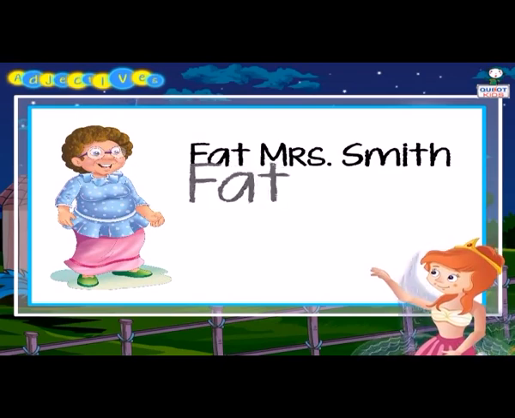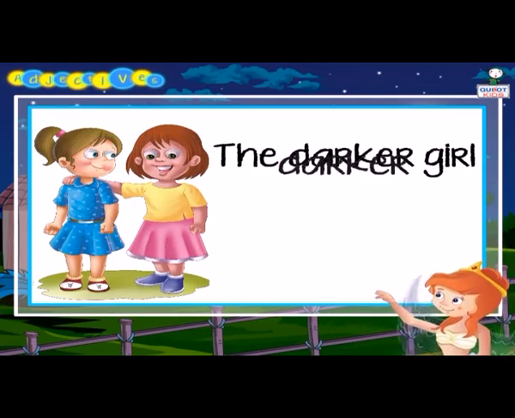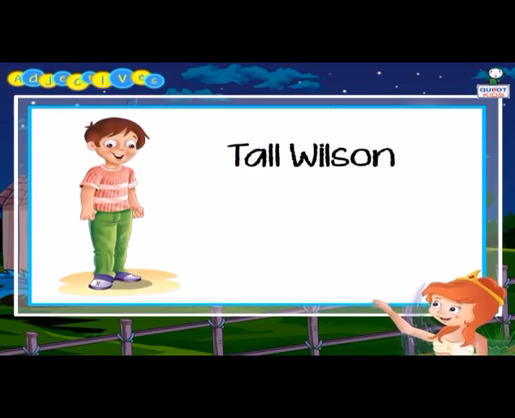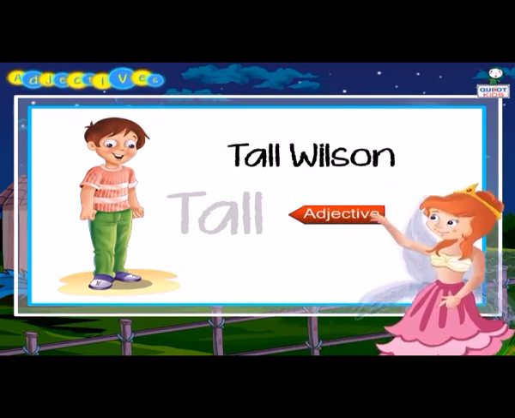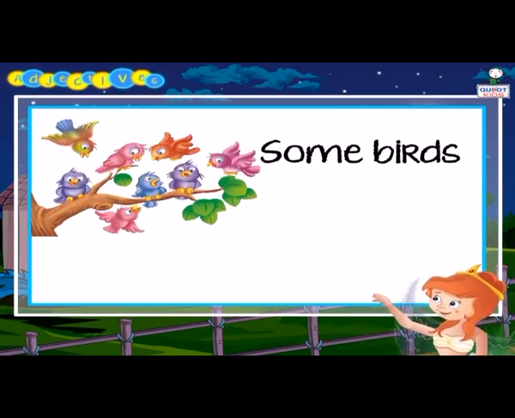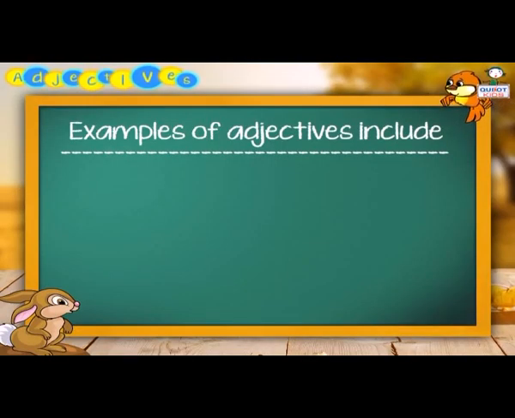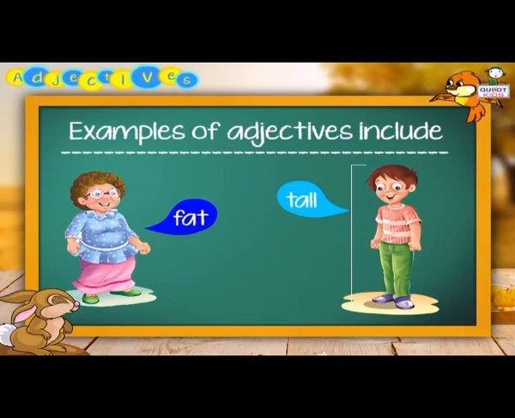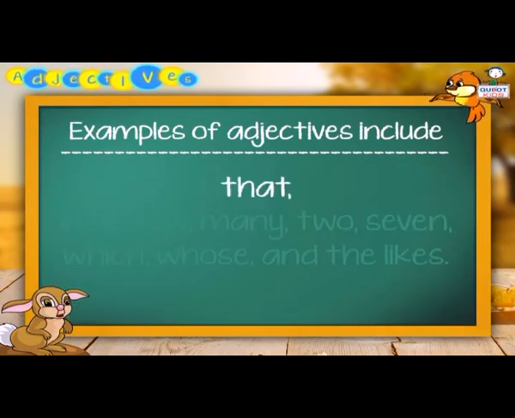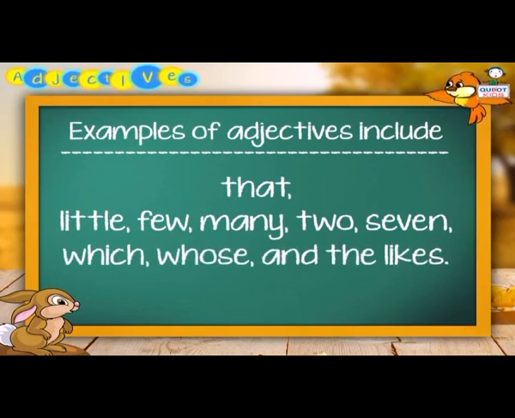Fat Mrs. Smith. Fat is adjective. This bag. This is adjective. The darker girl. Darker is adjective. Tall Wilson. Tall is adjective. Which toy? Which is adjective. Some birds. Some is adjective. Examples of adjectives include fat, tall, dark, this, that, little, few, many, two, seven, which, whose, and the likes.